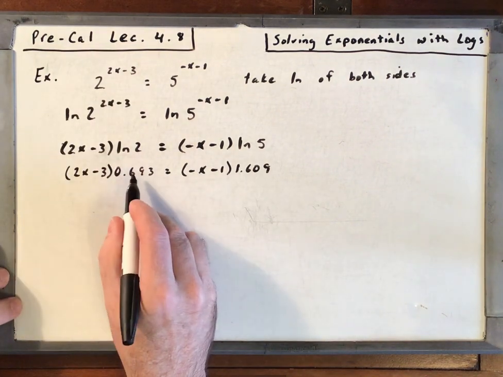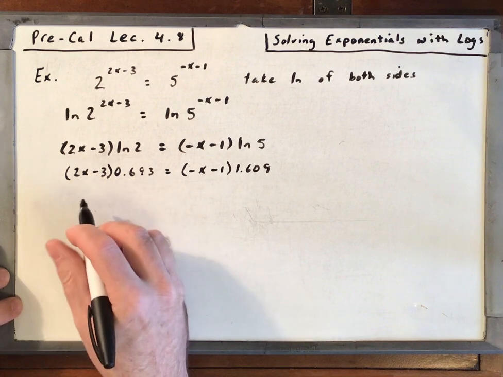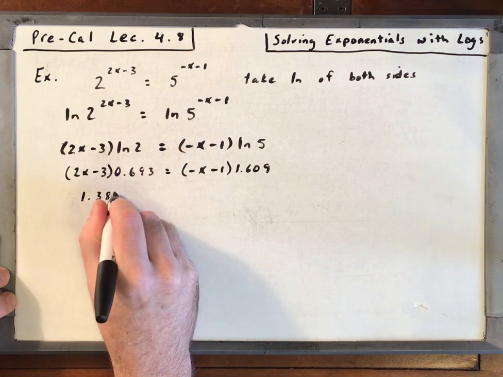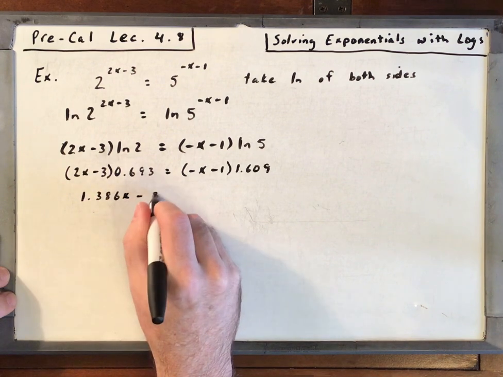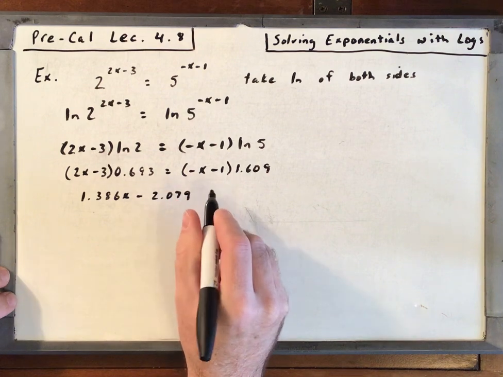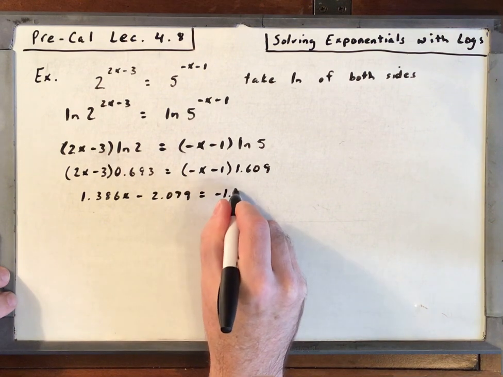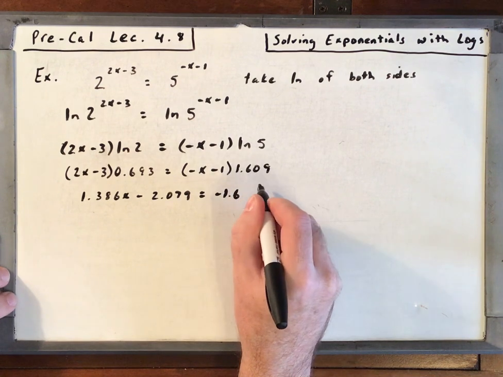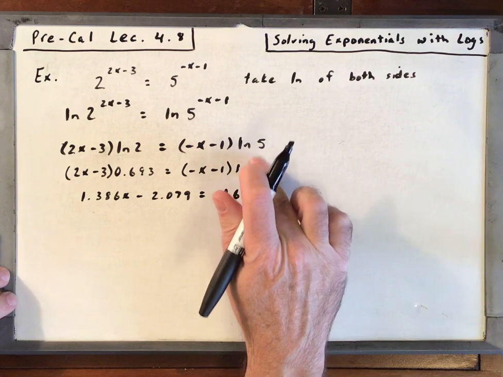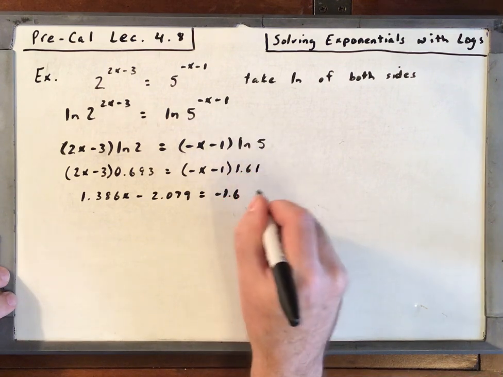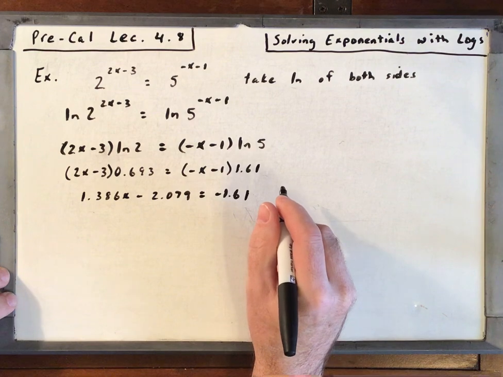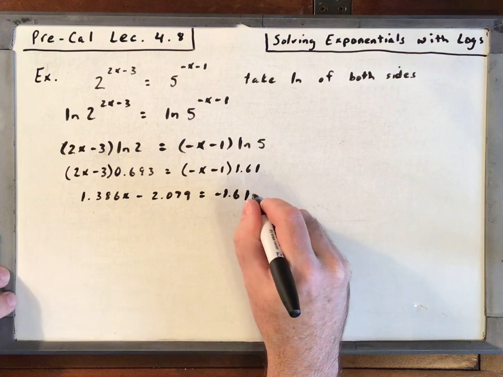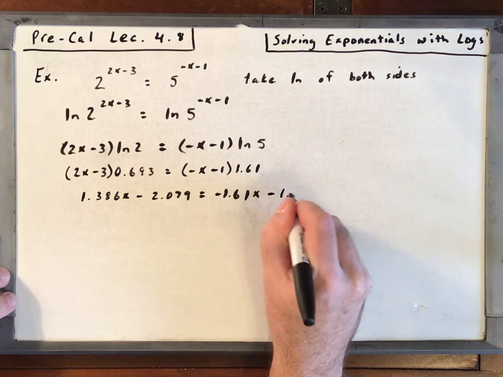So if we distribute the 0.693 across this parentheses, I'd have 1.386x minus 2.079 is equal to negative 1.61x. I guess it'd be 1.609x. Let's change that to 1.61. Negative 1.61x minus, oops, forgot the x, minus 1.61.